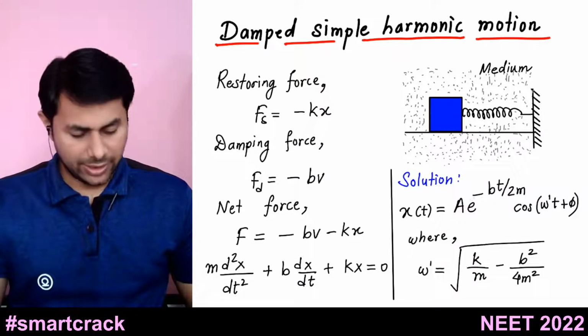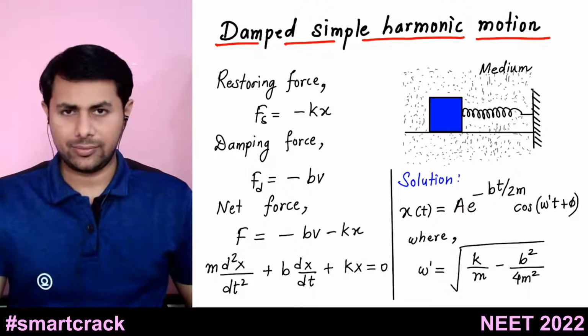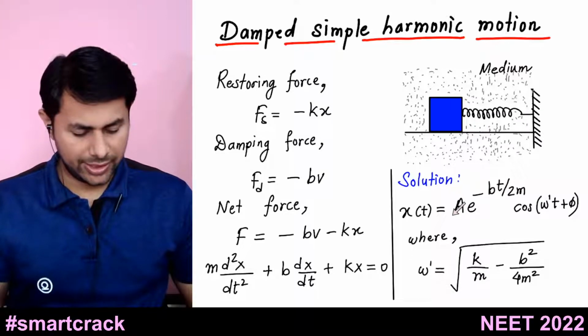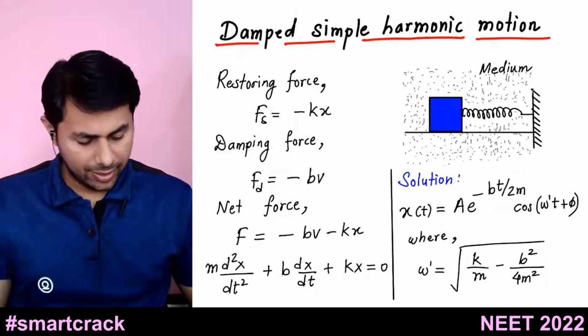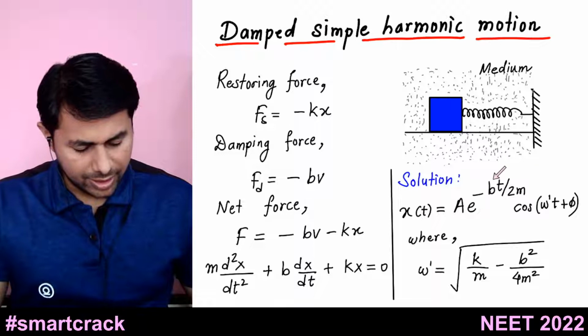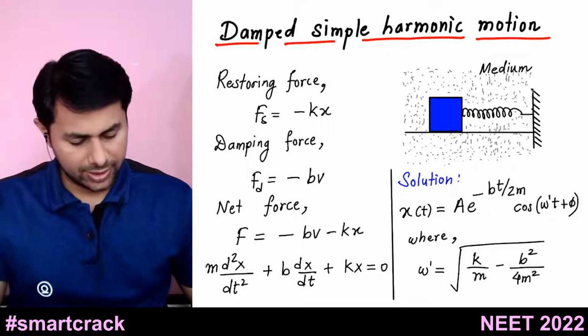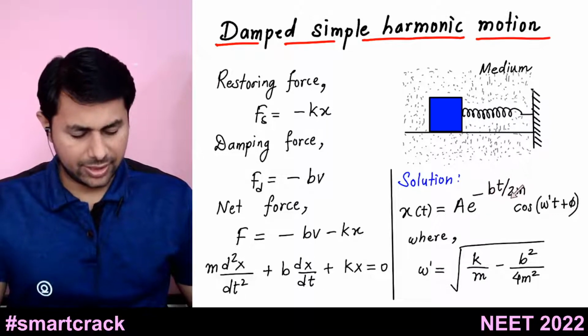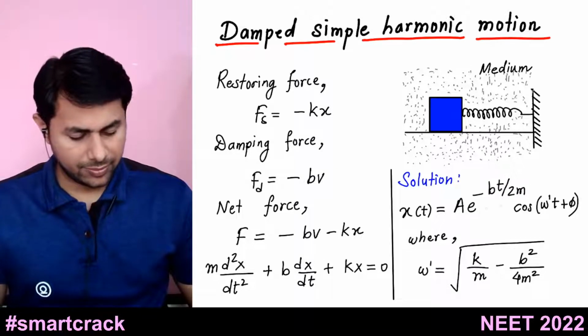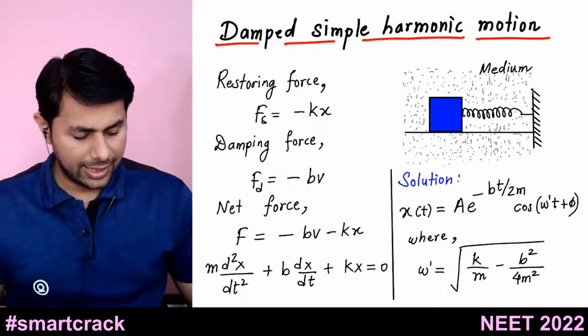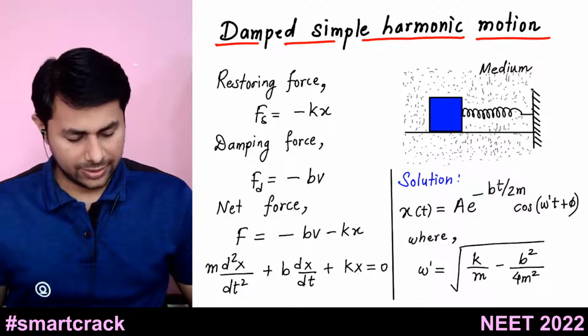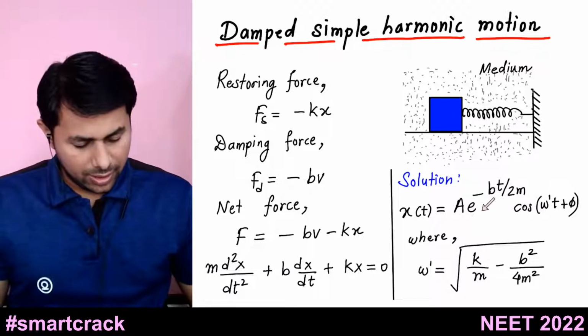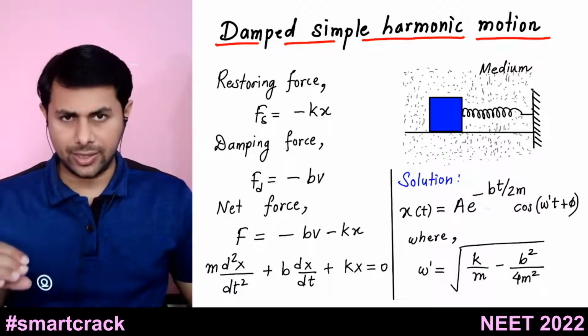Okay, so you can see here it is some amplitude. This is the initial amplitude, and then you have a term in multiplication with that A. So it is e raised to minus bt divided by 2m, and this term says as time increases, what will happen? The magnitude of this term will decrease.